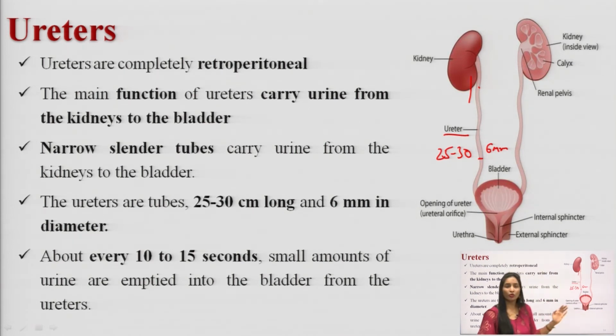Okay. So, I think there is no confusion in this slide, it is very clear cut. Here the ureter will carry urine from kidney to bladder, the length is 25 to 30 centimeters, the diameter is 6 mm, and every 10 to 15 seconds it will empty the urine into the bladder.